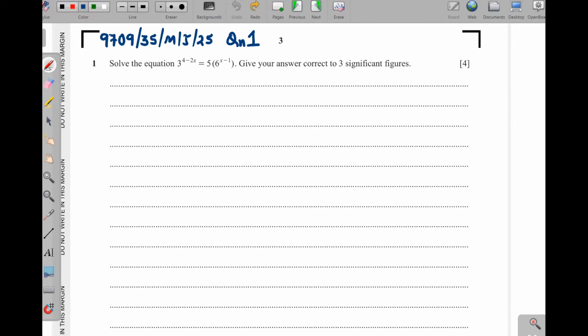This is Teacher Simon taking you through Pure Mathematics 3, and this is paper 9709/35 for May/June 2025, and this is part 1 for questions 1 to 6.